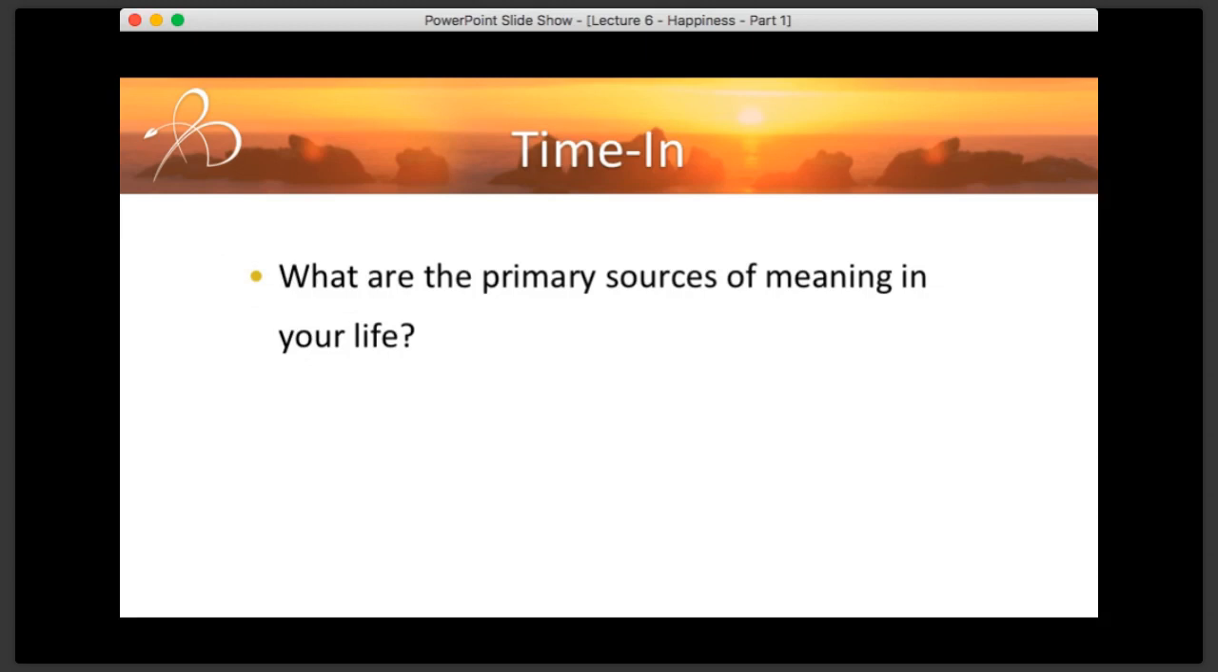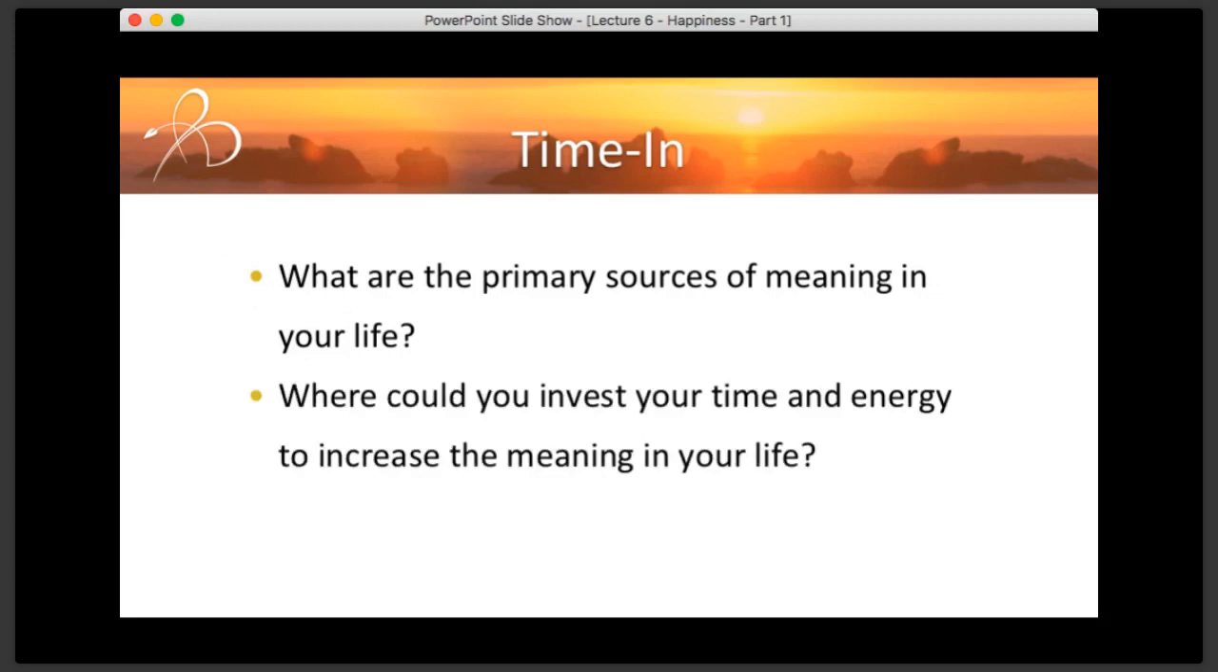So what are the primary sources of meaning in your life? And where could you invest your time and energy to increase the meaning in your life?